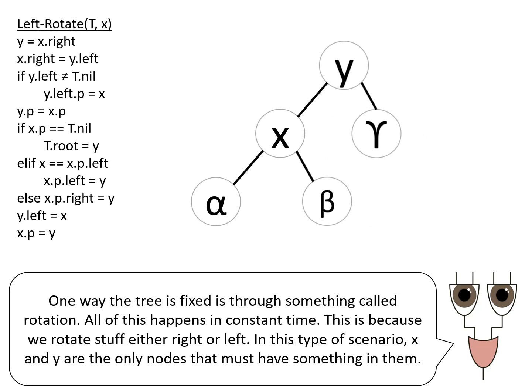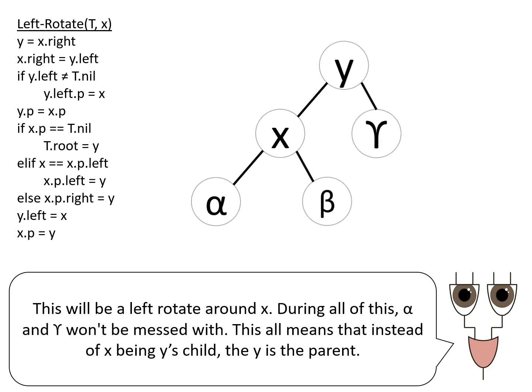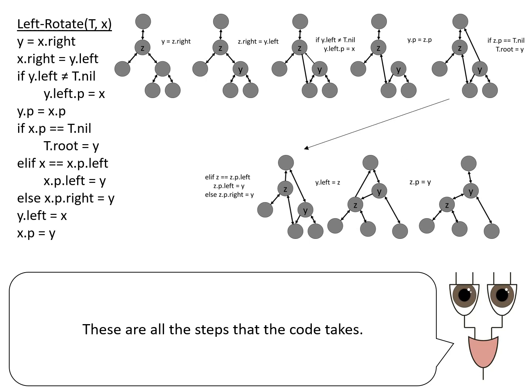This is because we rotate stuff either right or left. In this type of scenario, X and Y are the only nodes that must have something in them. This will be a left rotate around X. During all of this, alpha and gamma won't be messed with. This all means that instead of X being Y's child, the Y is the parent. These are all the steps that the code takes.